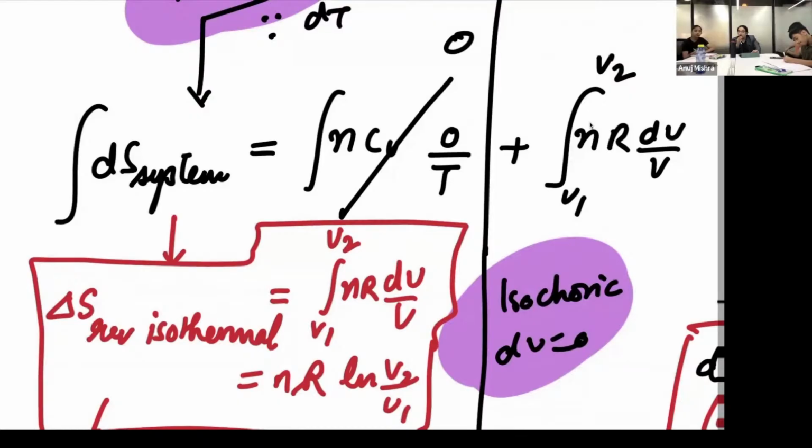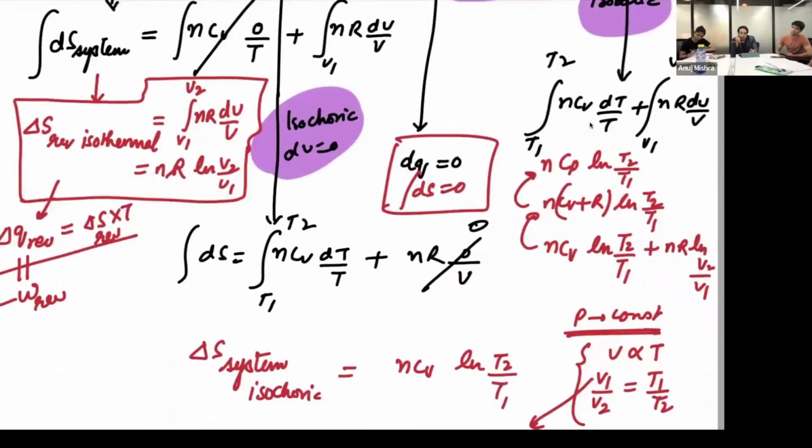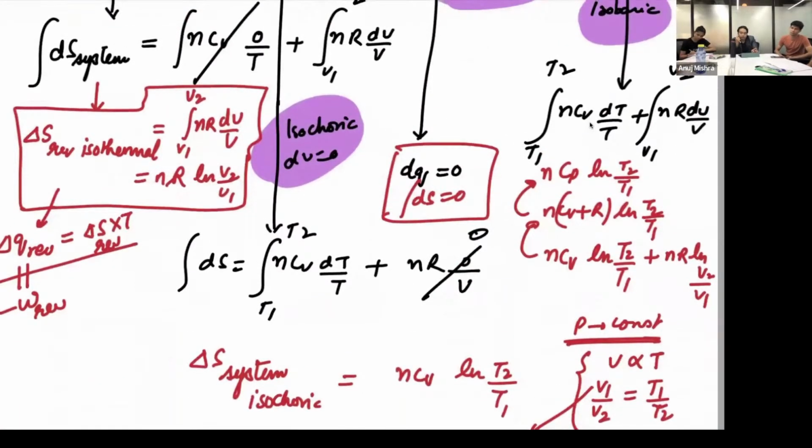In isochoric, the second term becomes 0, since dV is 0. So what is there? nCv dT upon T integral. What is the final answer after integration? nCv ln T2 by T1. Because dx upon x integrates to ln x. Clear the results. So that is one formula for isochoric.